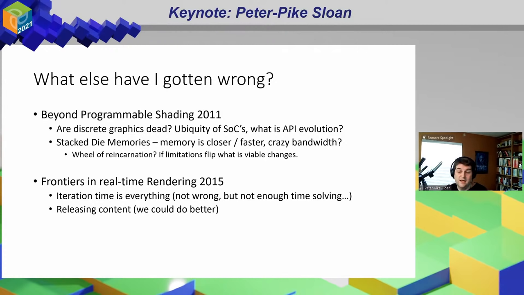And then the other one is I talked about how academia and industry can work better together, and releasing content is a great way to do this. This is something that, wearing my Activision hat, we really haven't done a good job of. We've talked about it, but it hasn't really come to fruition. I think other companies have done a better job of getting their content in the hands of researchers.